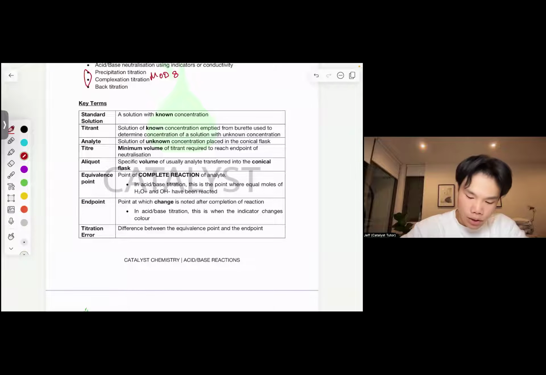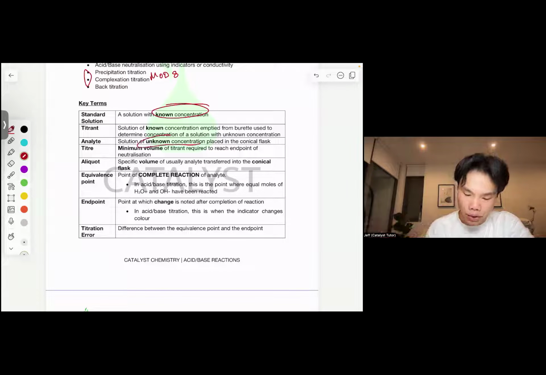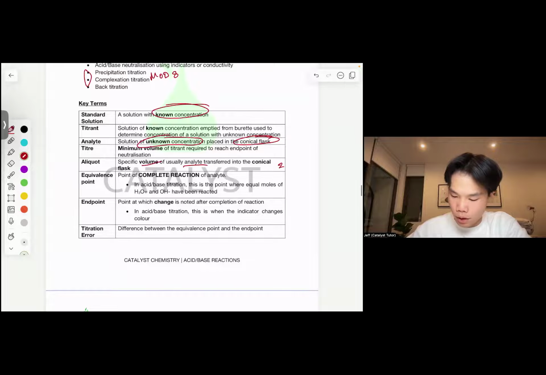A standard solution is a solution with known concentration. A titrant is a solution of known concentration that is used to titrate. The analyte is usually your unknown concentration in the conical flask. Titer is the minimum volume of titrant required to reach endpoint, and aliquot is the volume of analyte that you put into the conical flask, typically 25 mL.